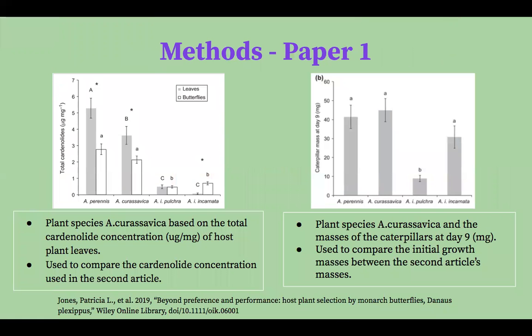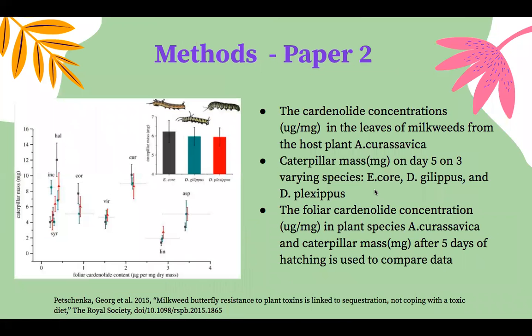As for my methods from paper 1, I used the plant species A. curassavica based on the total cardenolide concentration, and I disregarded the other species. And then on the right, I used the caterpillar mass for the same host species, A. curassavica, on day 9.